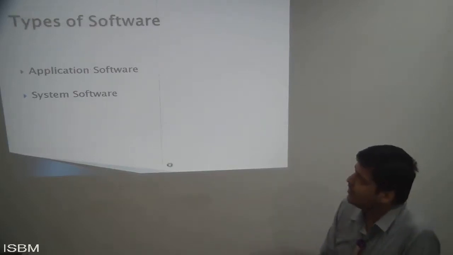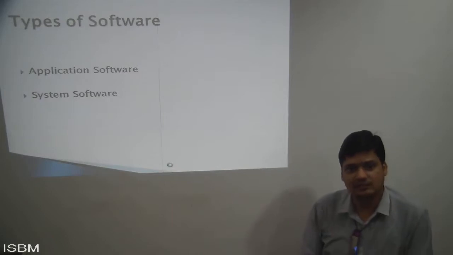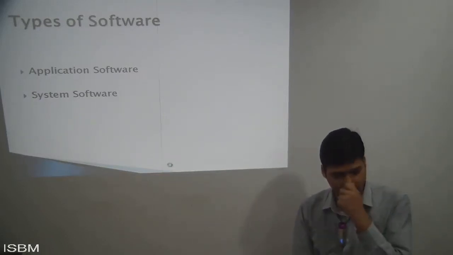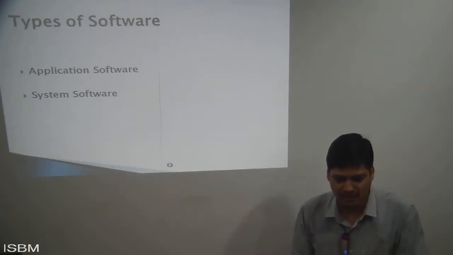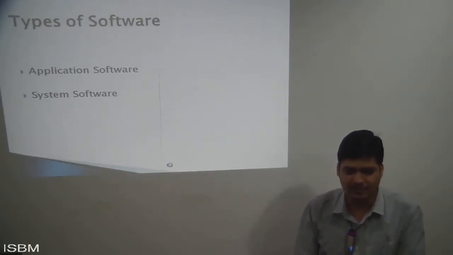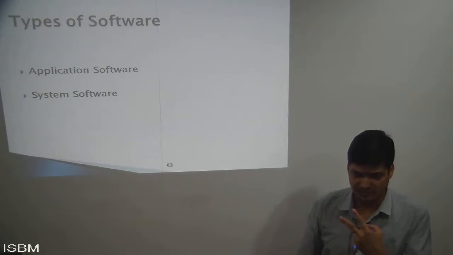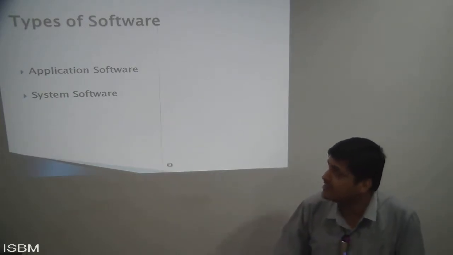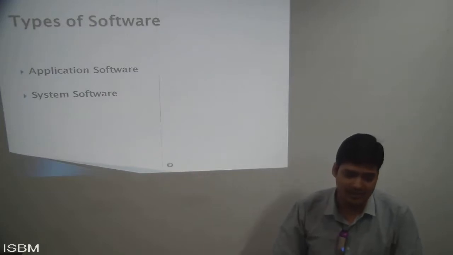Then types of software. We have learned what software is, and now we are going to learn how many types of software there are. There are two types of software: one is application software, and another one is system software. So what is application software and what is system software?